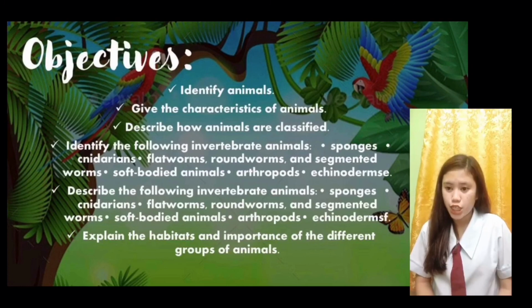The objectives of this topic are to identify the animals, give the characteristics of animals, describe how animals are classified, identify the following invertebrate animals such as sponges, cnidarians, flatworms, roundworms, and segmented worms, soft-bodied animals, arthropods, and echinoderms. Describe the following invertebrate animals, such as sponges, cnidarians, flatworms, roundworms, and segmented worms, soft-bodied animals, arthropods, and echinoderms. And explain the habitats and importance of the different groups of animals.